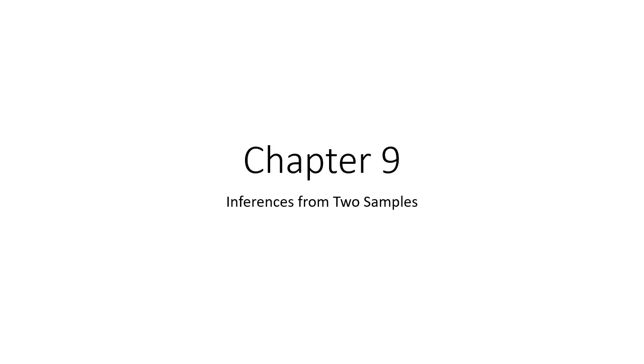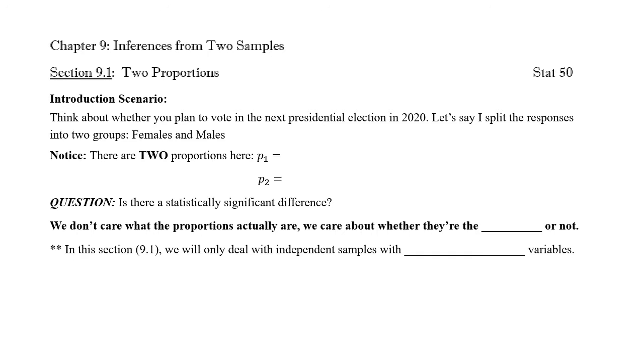Here in Chapter 9, we look at making inferences with two samples. And in the first section, we'll be looking at the case when we're comparing a sample between two proportions. So to introduce the idea, let's consider the following scenario.